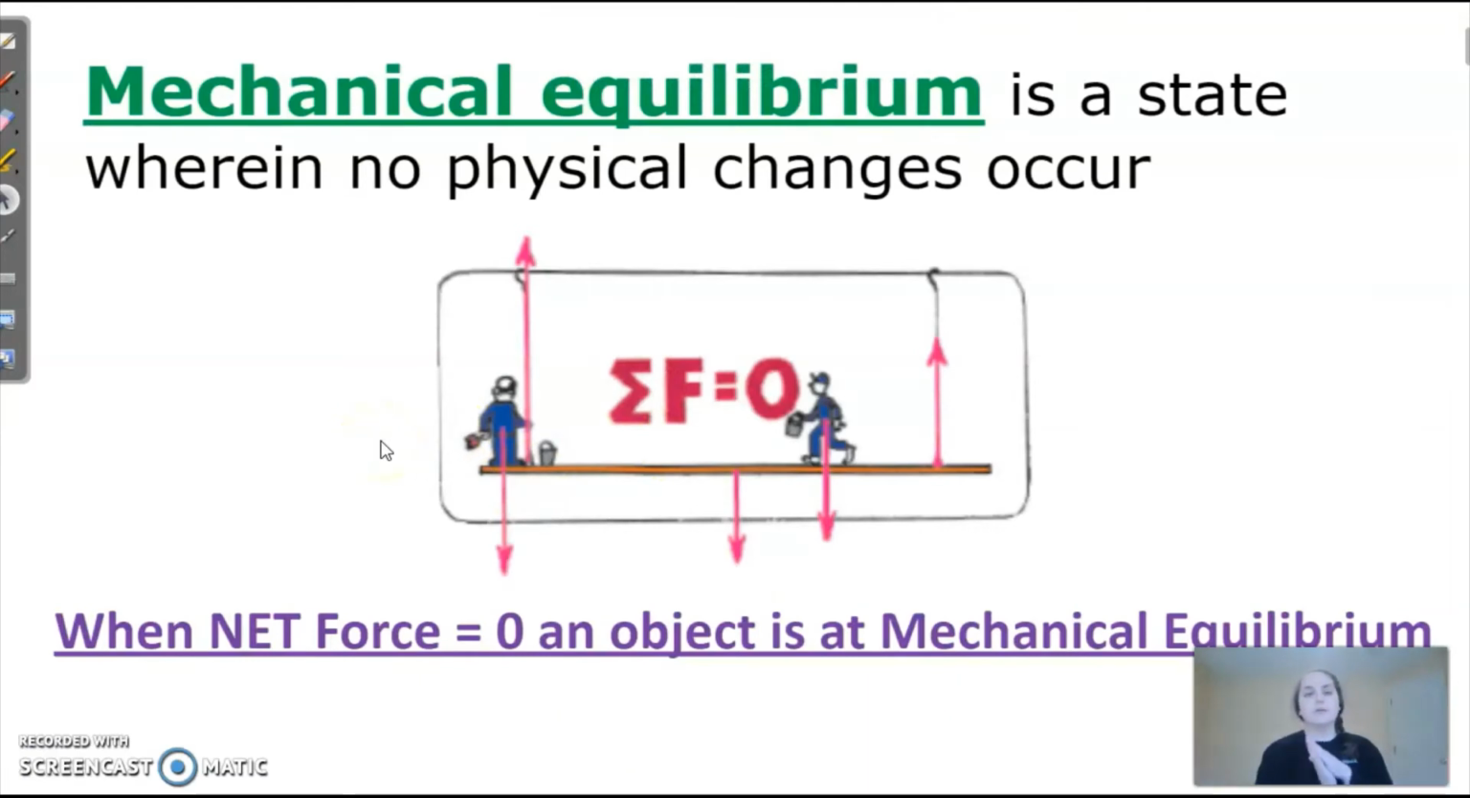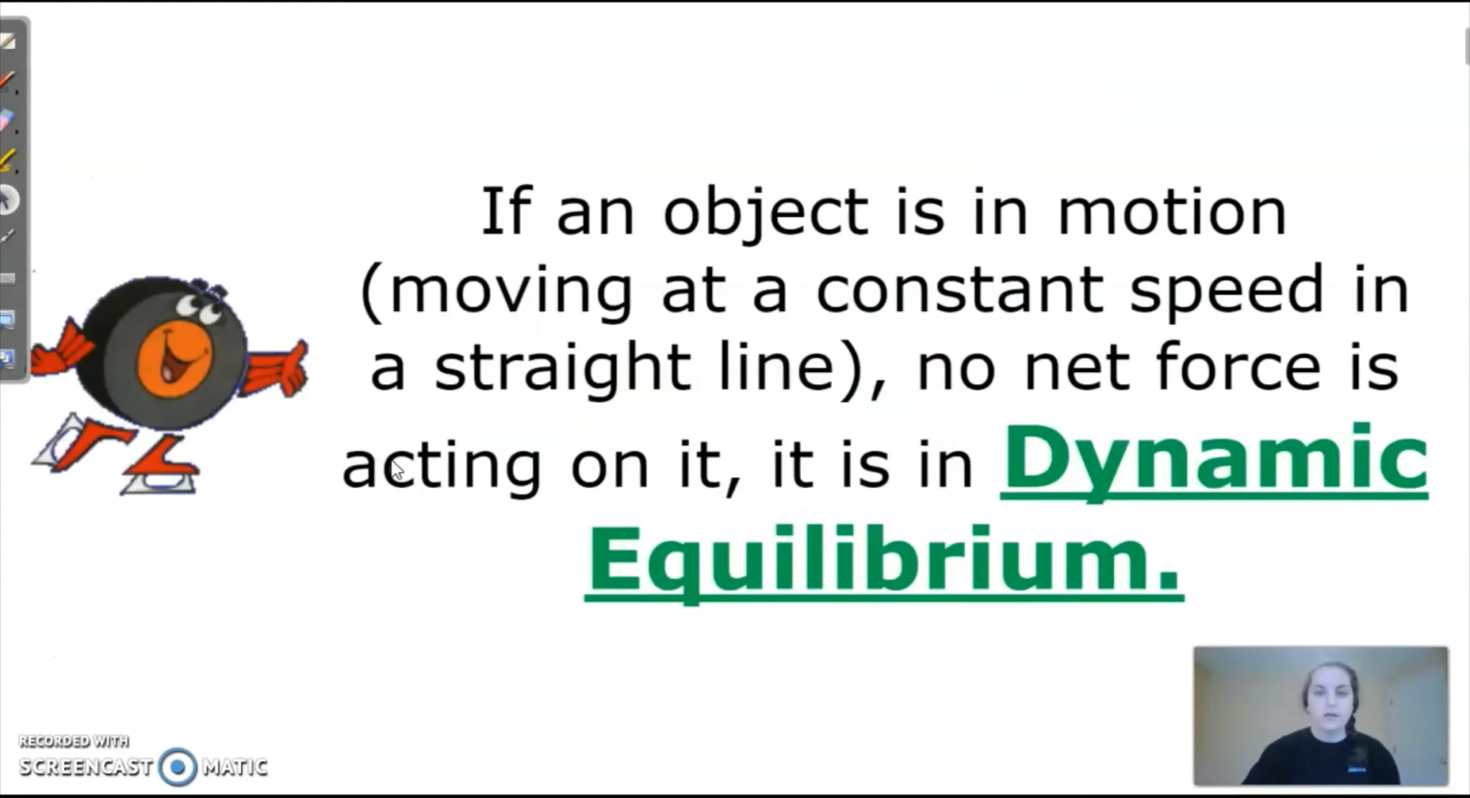Now let's talk about mechanical equilibrium. Remember that mechanical equilibrium is a state where no physical changes occur, or when your net force is equal to 0. Dynamic equilibrium would be when something is moving at a constant speed in a straight line and there's no net force acting on it. So your object isn't accelerating.